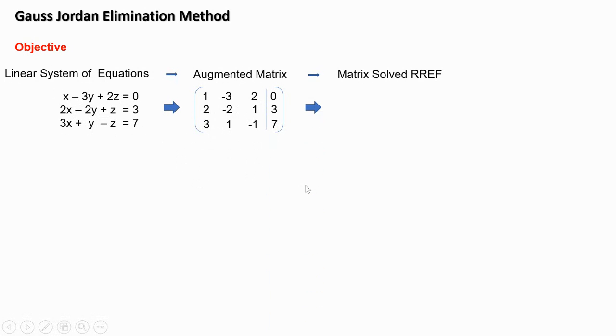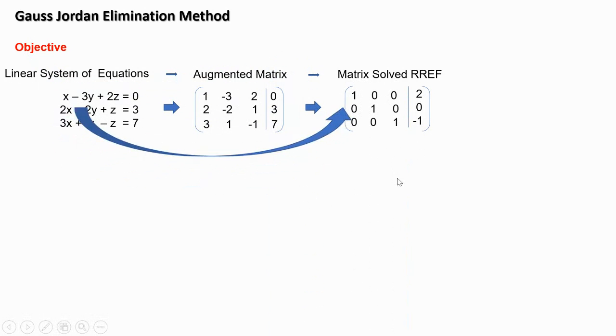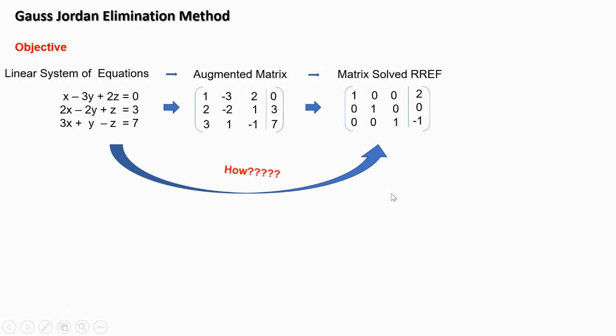Now once you get the answer, it should look something like this. You see, there's a 2, 0, -1. This means the x goes here. This is the x, this is the y, this is the z. Which means 1x plus 0y plus 0z equals 2, or x equals 2. y equals 0, and z equals -1. Okay? But how are we going to do it?